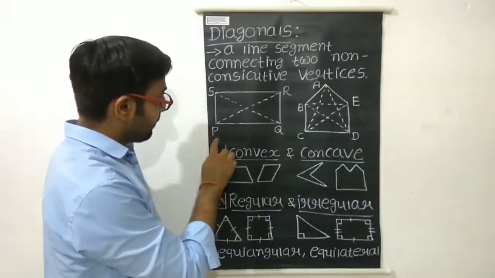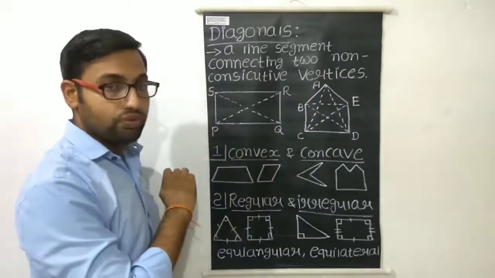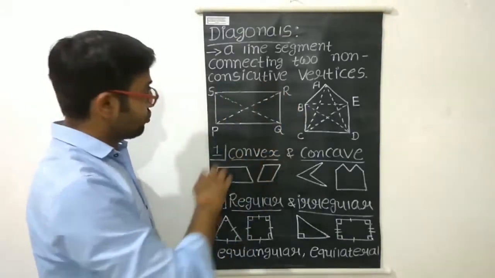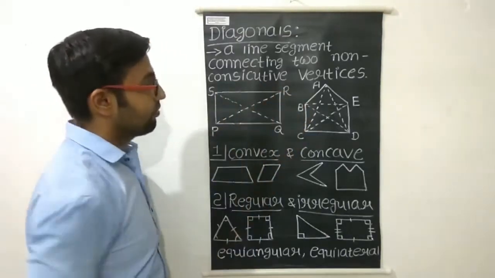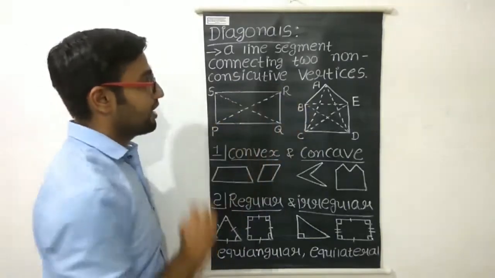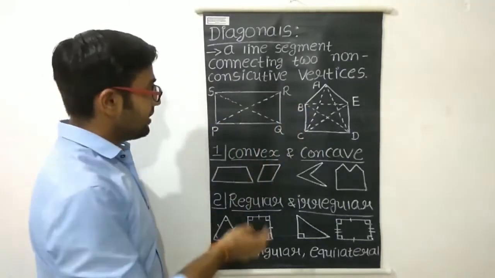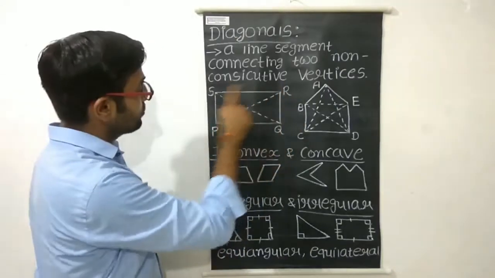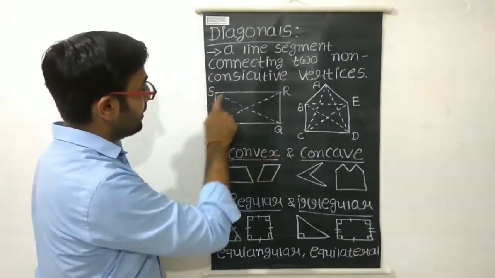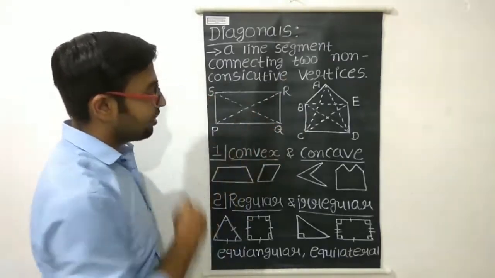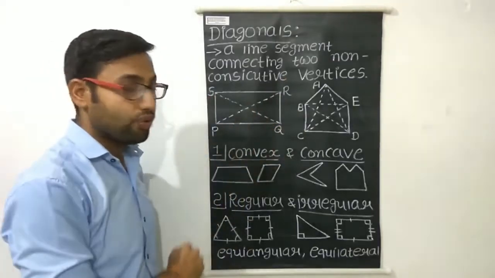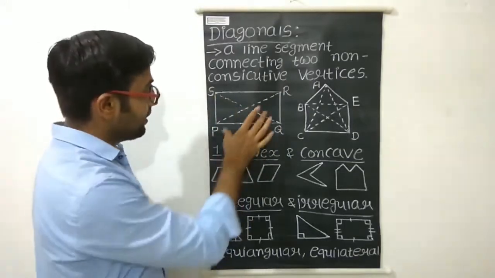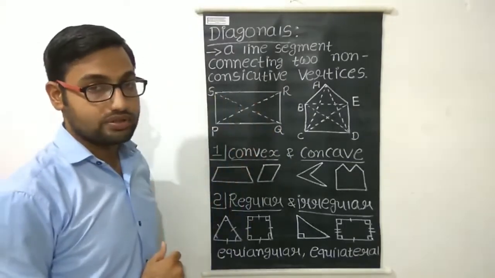So if we take P, then we cannot take Q. We have to skip Q and then select R. By joining these non-consecutive vertices, we get a diagonal. In the same way, if we take Q, we cannot take R. We have to select S. By skipping R and selecting S, we get another line segment, SQ or QS. So for a quadrilateral, we get a maximum of two diagonals.